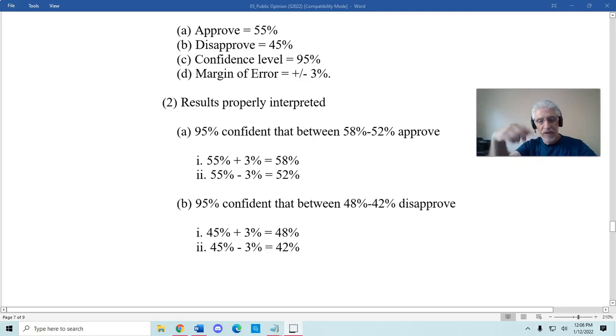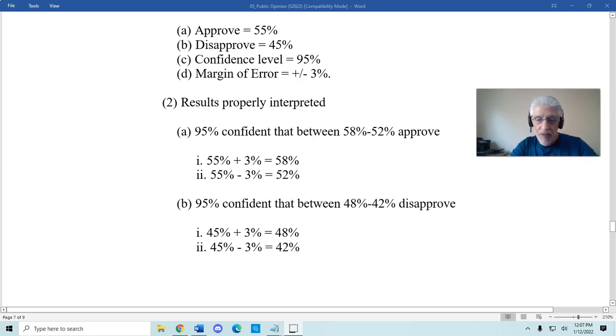It's the same thing with the disapproval rating. The poll said that 45% disapproved of the job the president is doing. Well, is that accurate? No. We don't know that because remember, public opinion polls don't measure public opinion, they estimate public opinion, and there's always a margin for error. In this case, plus or minus 3. So what does this poll tell us? That we're 95% confident that somewhere between 48% and 42% disapprove.